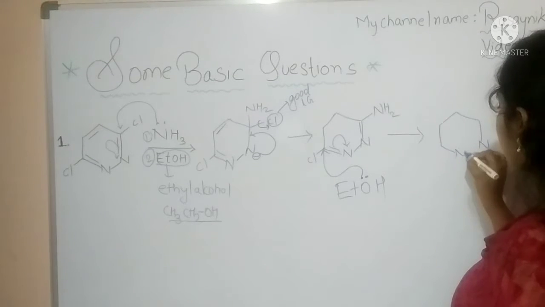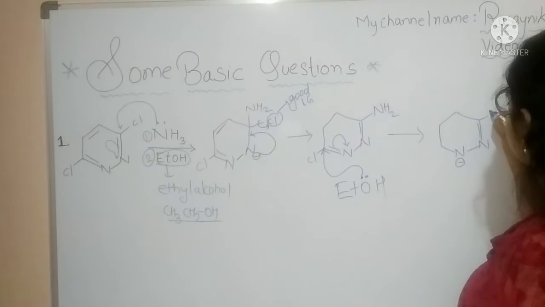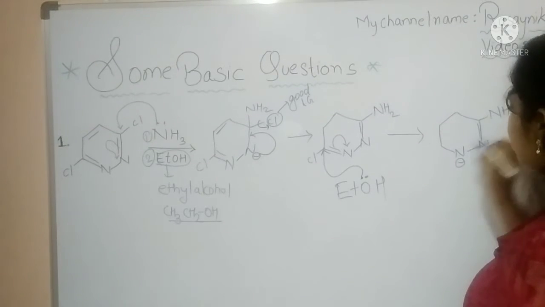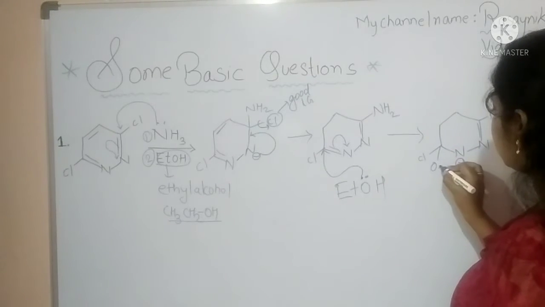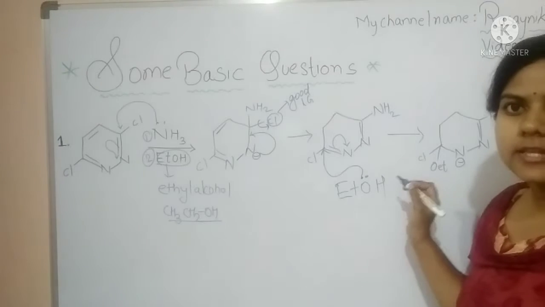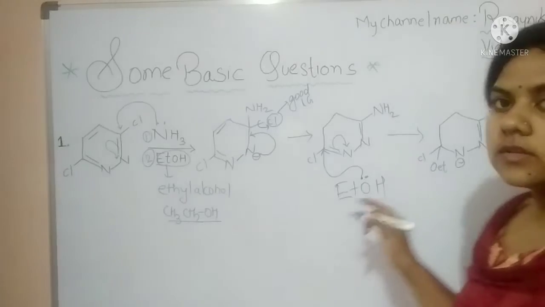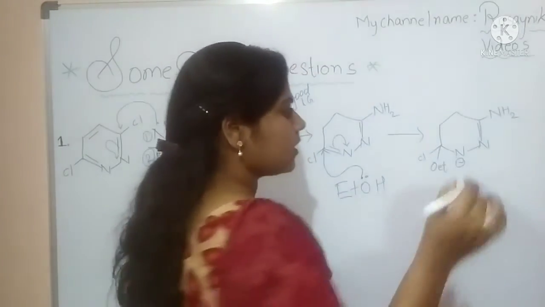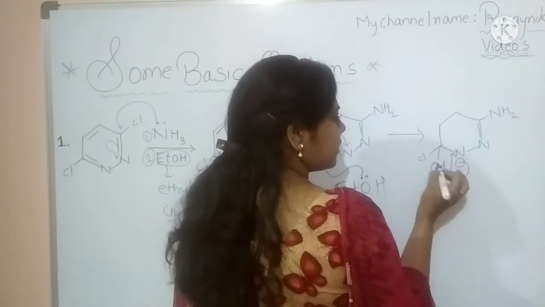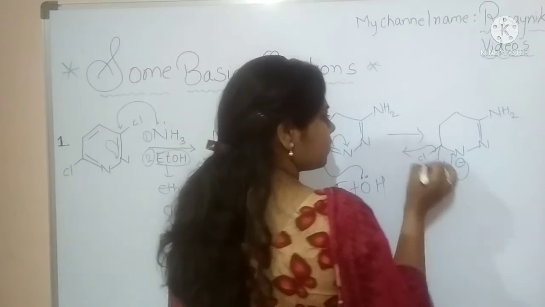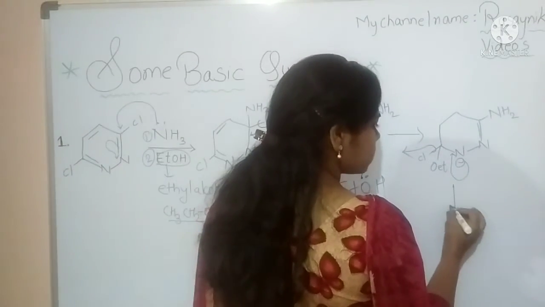So now the next step: here nitrogen gets a negative charge, and here NH2, and here Cl, and here OEt, that is ethoxide. So what is the last step? This negative charge will come here and the Cl will get removed. Why? Because Cl is a good leaving group.